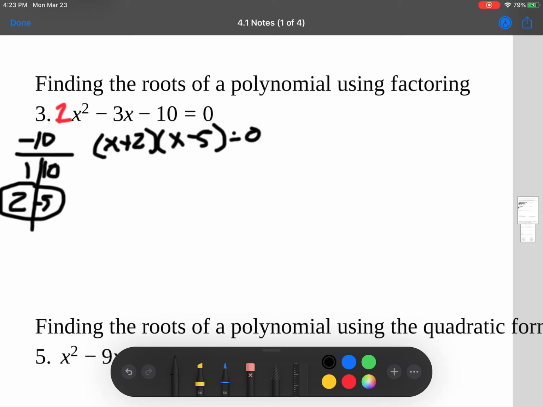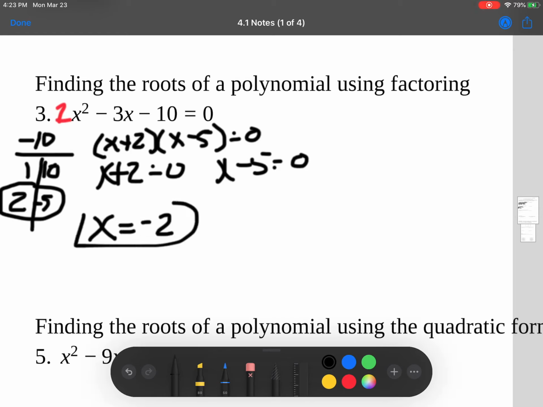Now we can take both those factors and do the same thing as before. We'll set these both equal to 0. So x plus 2 equals 0 and x minus 5 equals 0. Once we solve this, we end up with x is equal to negative 2 and x is equal to 5.